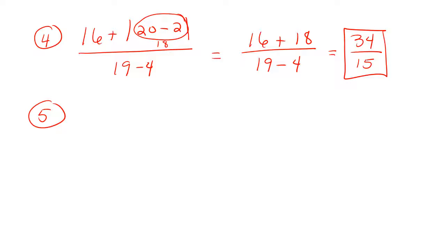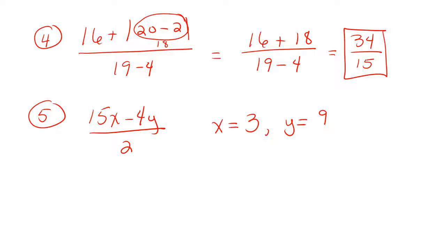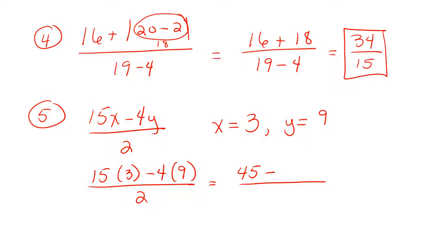Number 5. This one starts out with an expression with both numbers and variables. We are given that x is supposed to be 3 and y is supposed to equal 9. So substitute in these values. X is 3, y is 9. Now work this again using the order of operations. 15 times 3 is 45, subtract, 4 times 9 is 36, all over 2. 45 subtract 36 is equal to 9, and that would be over 2.